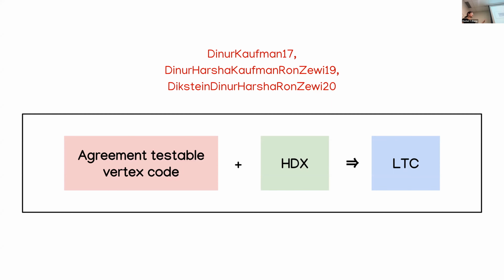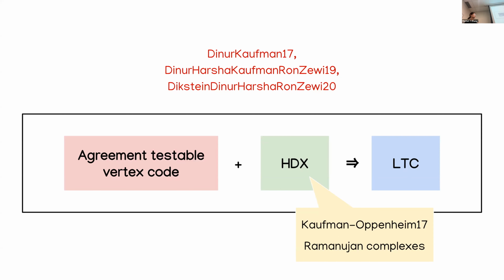Okay, what I've done so far is show you this recipe: if you have the agreement testable vertex code and you have an HDX, and these are compatible, so the vertex code is compatible with the HDX, then you get an LTC. We'd like to instantiate this paradigm. How can we do that? For the HDX, we only really have two options for constant degree: the Kaufman-Oppenheim coset construction and the Ramanujan complexes. So there aren't that many options, and we'd have to instantiate with one of the two. For us, we chose the Kaufman-Oppenheim construction.